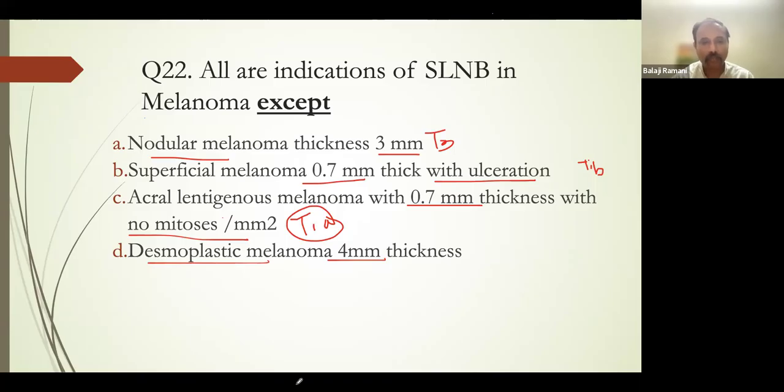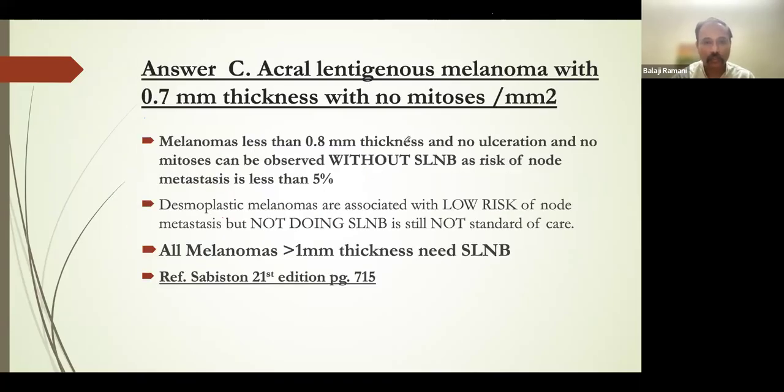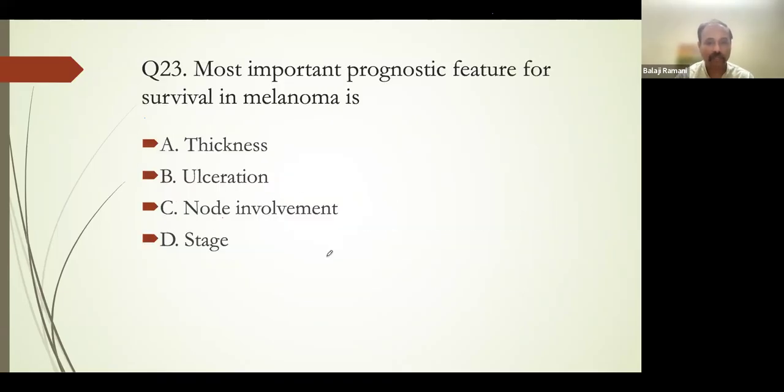All other cases you have to plan for a SLNB. So melanomas less than 0.8 and no ulceration, no mitosis, they can be observed without an SLNB as the risk of nodal metastasis is less than 5%. Desmoplastic, as I said, comes under the gray zone. Usually they are associated with low risk of metastasis, but standard of care is still to do an SLNB. And any melanoma which is more than 1 millimeter or the presence of ulceration, then you have to definitely plan for an SLNB. There is no question with regard to that.